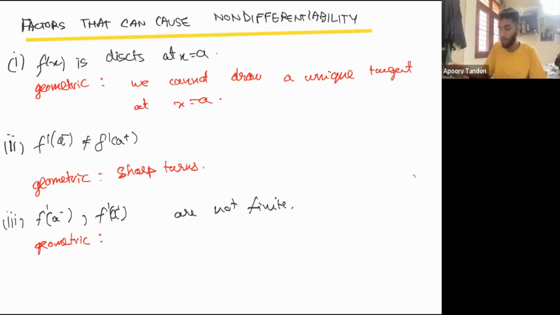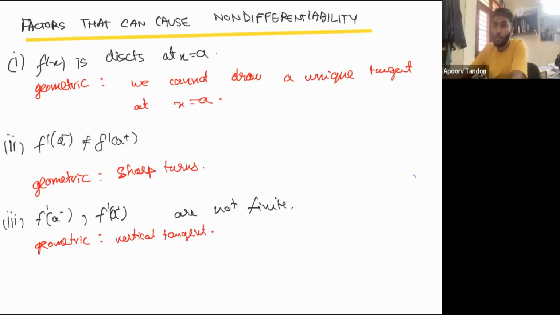इसका geometric alternative meaning यही है कि at that point there is a vertical tangent that has come up in the graph. And when there's a vertical tangent that has come up in the graph, we cannot say that the function is differentiable because we cannot write a value of its derivative. So these are the three factors that contribute to non-differentiability.